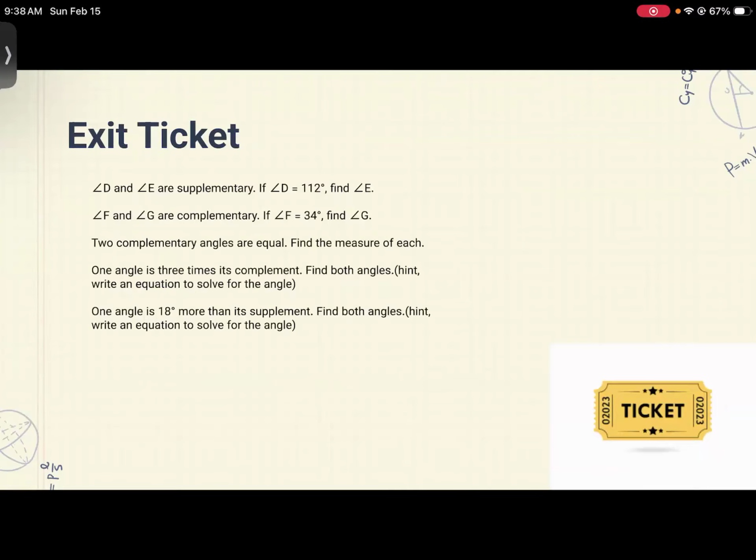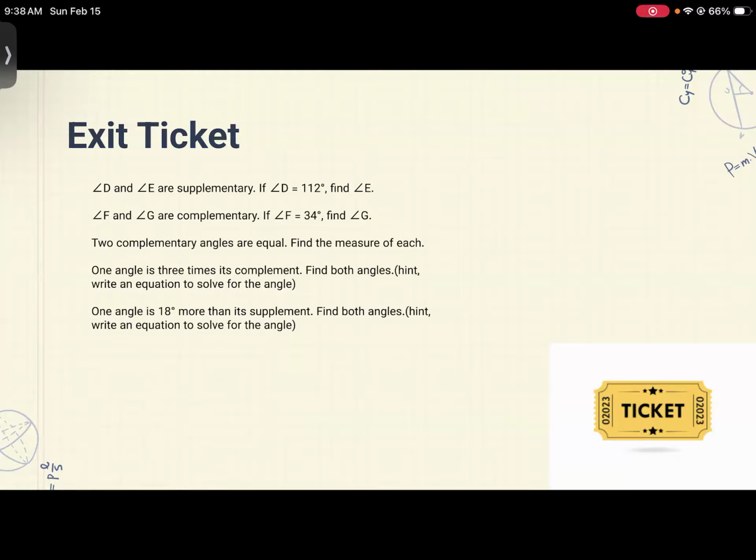One is saying angle D and angle E are supplementary, and angle D is 112 degrees, and they're asking us to find angle E. So if we know that they're supplementary angles, we know that they have to add up to 180. So if angle D is 112, all we need to do is 180 minus 112 and see that that's 68. So the measure of angle E is 68.